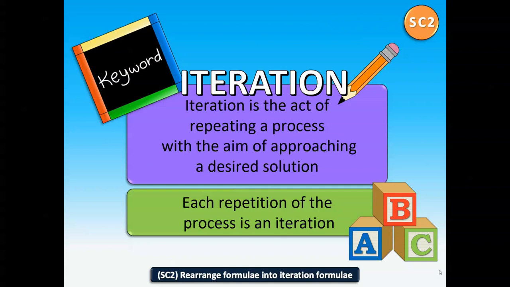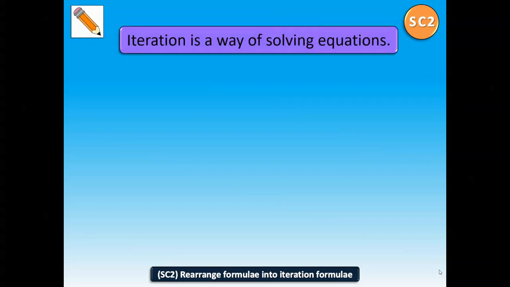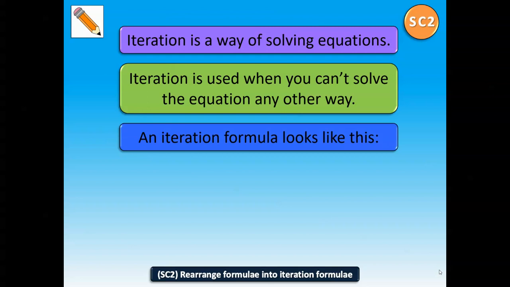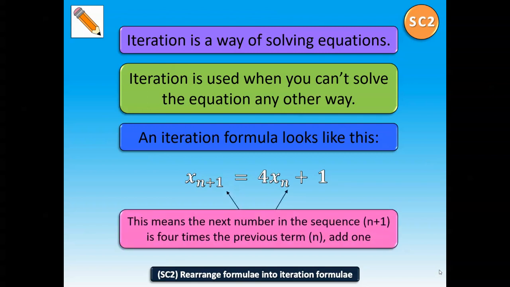So iteration is the act of repeating a process with the aim of approaching a desired solution. Each repetition of the process is called an iteration. So iteration is a way of solving equations, and it's used when you can't solve the equation any other way. An iteration formula would look like this. This means the next number in the sequence, n plus 1, is 4 times the previous term, n, and add 1.